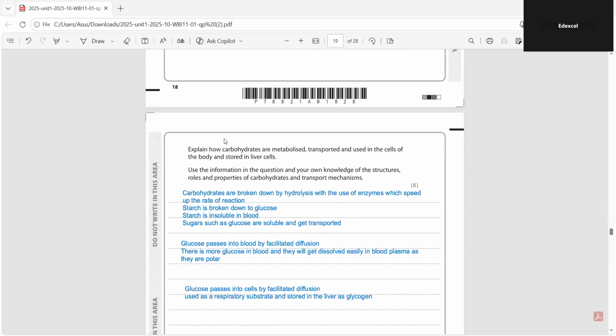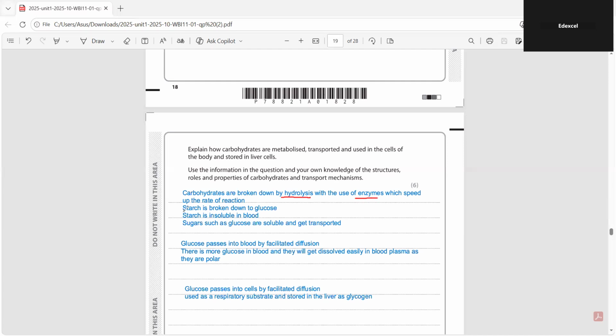So explain how carbohydrates are metabolized, transported, and used in the cells of the body and stored in liver cells. So you have to use the information in the question, your knowledge, and also write about the roles and properties of carbohydrates during transport mechanisms. So the first point that I have written is carbohydrates are broken down by hydrolysis. You know, during the breaking down, they are utilizing this hydrolysis mechanism with the use of enzymes, which speed up the rate of reaction. So enzymes are catalysts, which speed up the rate of reaction.